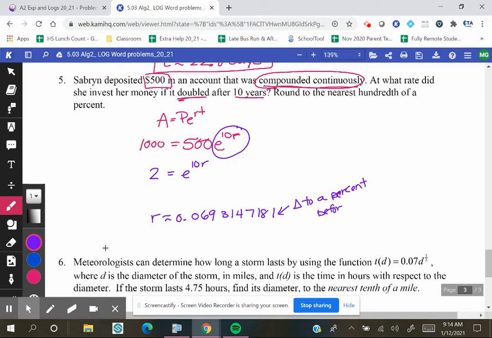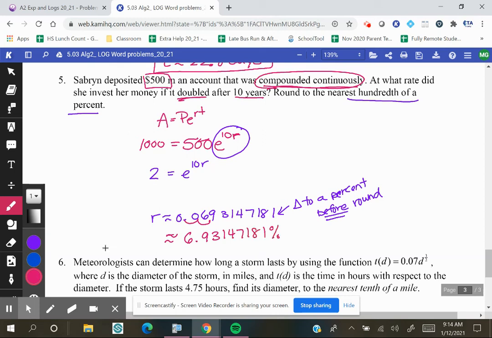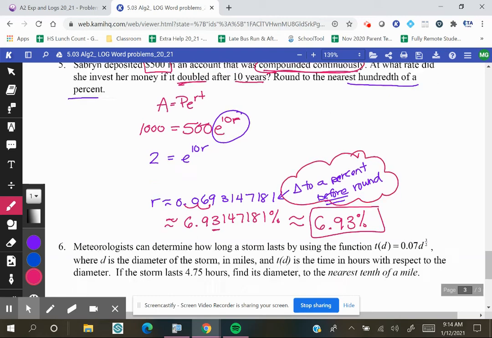If you round here, then we would just end up with 0.07. But we want it to the nearest hundredth of a percent. So first change it: move your decimal over 2. And so now we have 6.9314718%. So rounded to the nearest hundredth would be 6.93%. So again, really, really important that you change to a percent before you round.